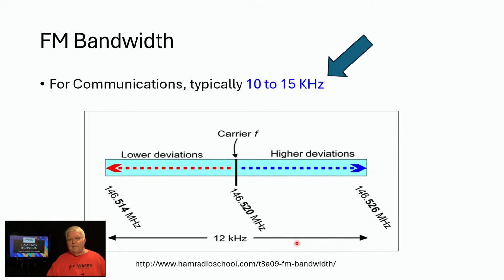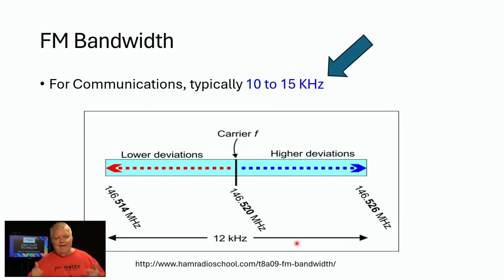Another thing with FM, the bandwidth is not as narrow as single sideband. We said the single sideband bandwidth was 3 kilohertz. For FM, it's between 10 and 15 kilohertz. So you need a wider bandwidth area available to contain that signal. You've got to keep that in mind when you're getting close to a band edge or something like that.